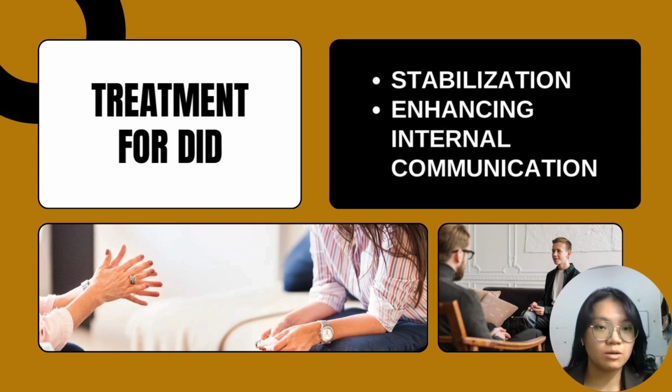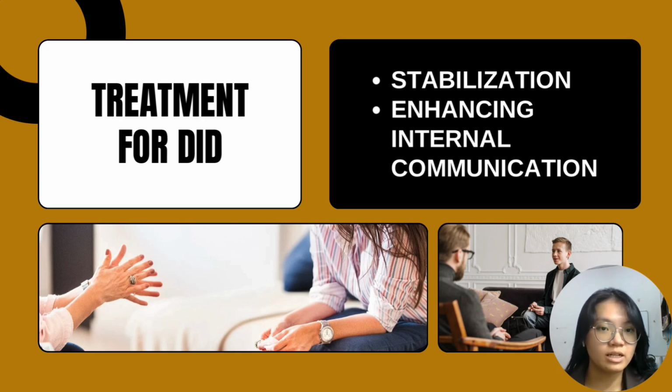Firstly, I'll introduce a bit about DID. DID is a complex mental health condition where two or more distinct identities or personality states control behavior. So what are the causes of DID? This disorder is primarily caused by severe, long-lasting childhood trauma. Dissociation is a survival mechanism where the psyche creates separate identities to cope with overwhelming stress or trauma.